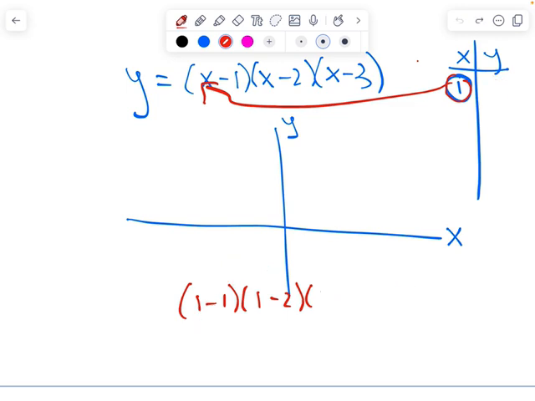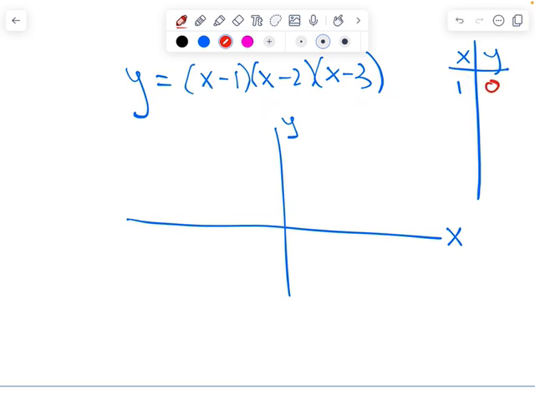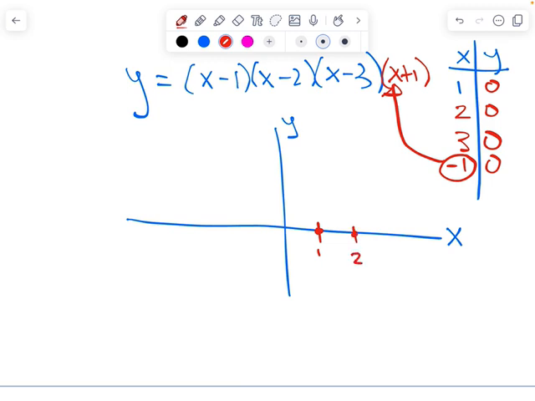Okay, let me clean that up a little bit. And now let's talk about the other values of x that are going to make a 0. When x is 2, I also get a 0, because when I plug the 2 in here, 2 minus 2 is 0, and the whole thing turns to 0. So 2 is 0, 3 is 0, and what if I had x plus 1? If it's x plus 1, negative 1 makes a 0, because if negative 1 gets plugged in there, I get a 0. So the way we graph this is we plot these points: 1 goes to 0, 2 goes to 0, 3 goes to 0, and negative 1 goes to 0.